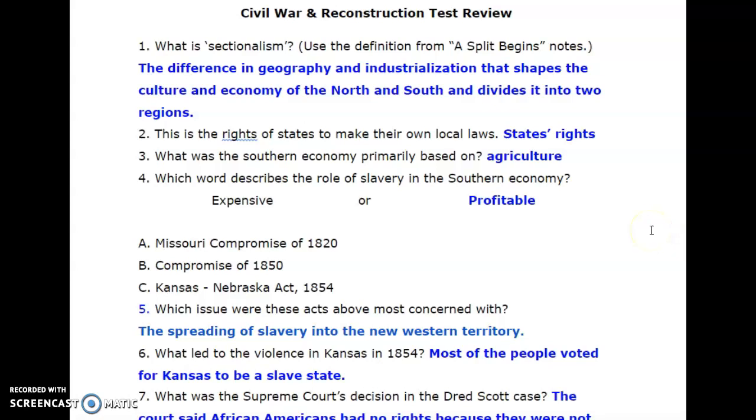Civil War and Reconstruction Test Review. Welcome, everybody. It's time to review for our, I guess you could say, second to last test of the school year, and that is Civil War and Reconstruction. So let's go ahead and begin.